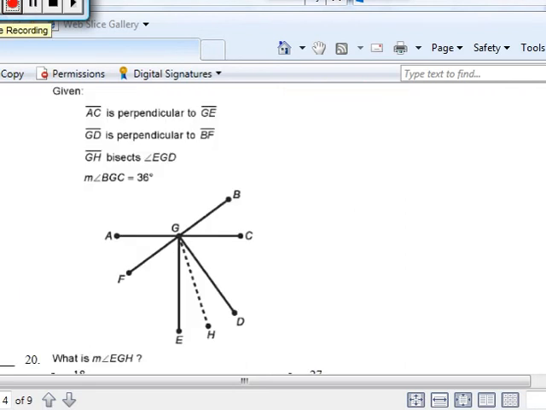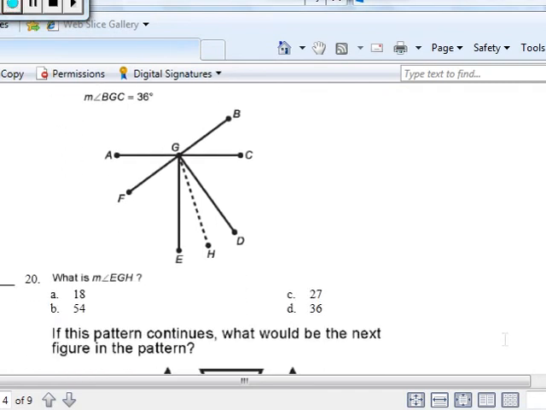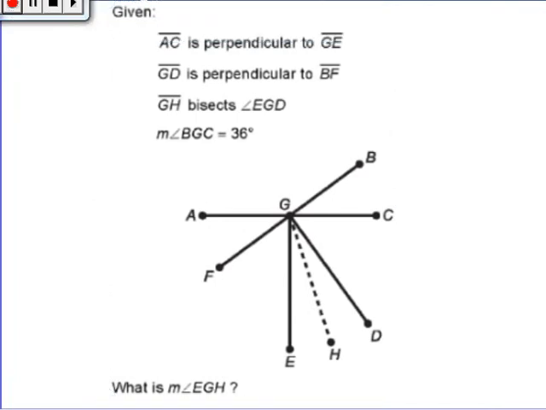First proof that's going to be on the test. And I'm not going to make you prove a whole proof of anything. This proof says AC is perpendicular to GE, so you have right angles there and there. GD and BF are also perpendicular. GH bisects, this dotted line bisects this EGD. And the measure of BGC is 36 degrees. Well, I say it's proof. It's not a proof, is it? That's just given. It says, what is the measure of angle EGH? Okay, so here we go.